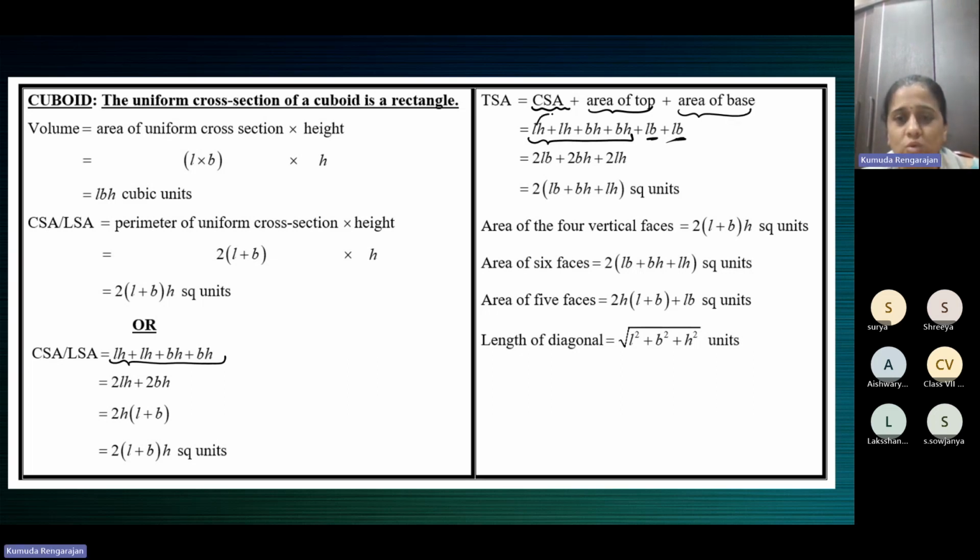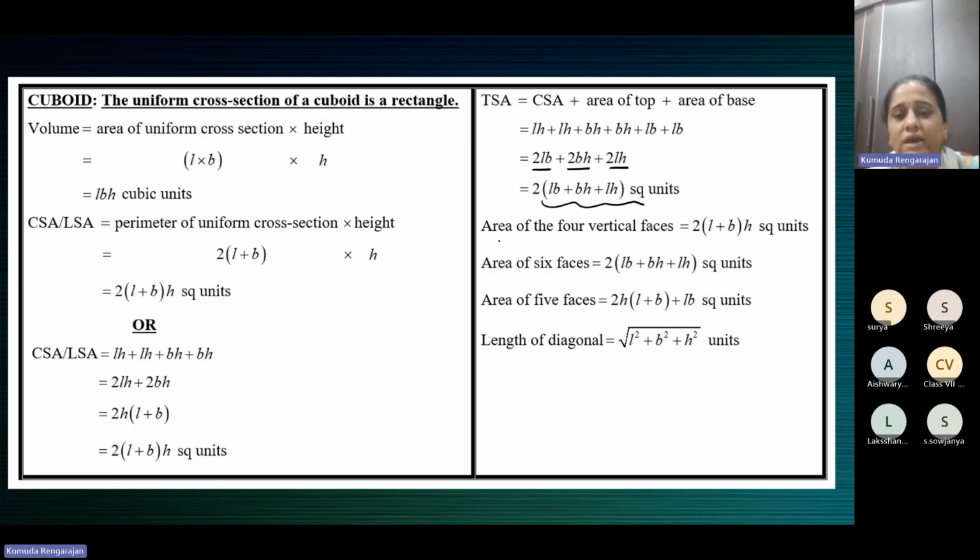So we have 2LH, 2BH, 2LB. That's L, children, not 1. It's L. Okay. So 2LB plus 2BH plus 2LH. 2 common, we have LB plus BH plus LH square units. So this is the formula to find the total surface area of a cuboid. 2 of LB plus BH plus LH square units.